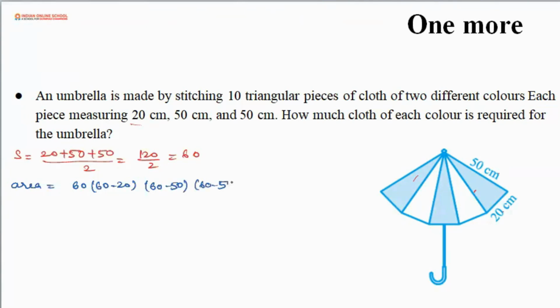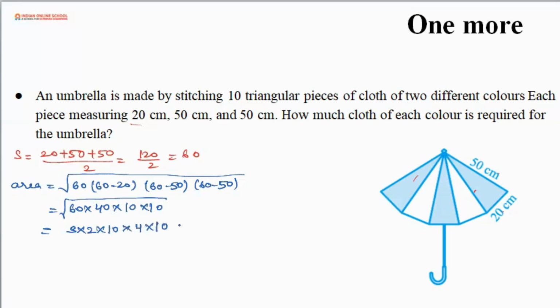And again 60 minus 50. And the entire root. We are going to get 60 times 40 times 10 times 10. Okay, so 60 we can write as 3 times 20, which is 3 times 2 times 10. 40 we can write as 4 times 10. 10 we can write as 10 only, and this 10 will also be written as 10.